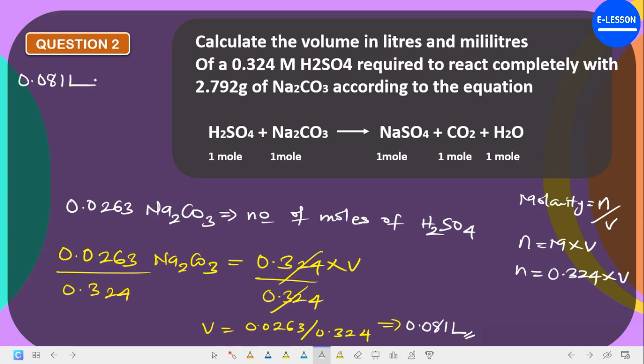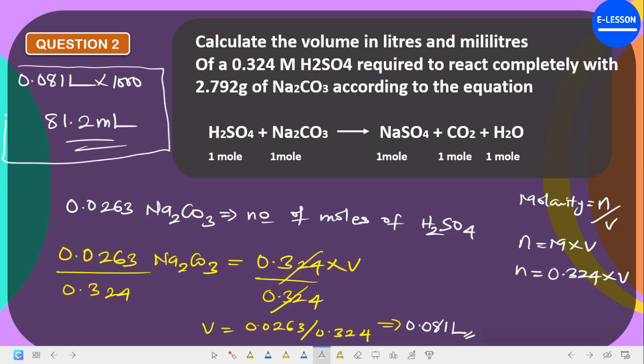0.081 liter to milliliter. What do you do? Divide by, multiply by what? 1000. So if you multiply this by 1000, it's going to give us 81.2 milliliter, and this is the answer. So the answer in liter is 0.08, and the answer in milliliter is 81.2 milliliter, and that is the solution to that question.